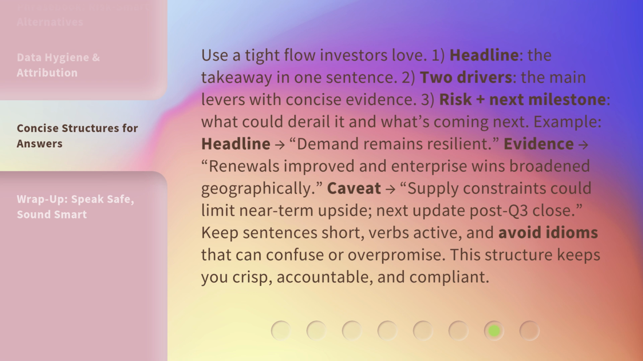Example. Headline → demand remains resilient. Evidence → renewals improved, and enterprise wins broadened geographically. Caveat → supply constraints could limit near-term upside. Next update post Q3 close. Keep sentences short, verbs active, and avoid idioms that can confuse or overpromise. This structure keeps you crisp, accountable, and compliant.